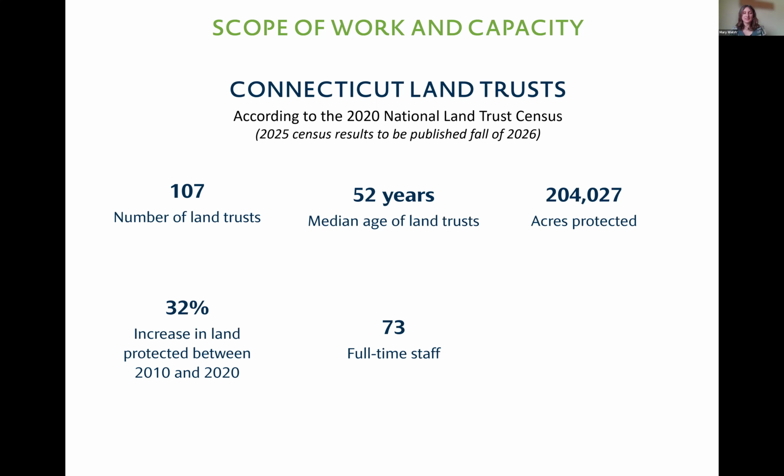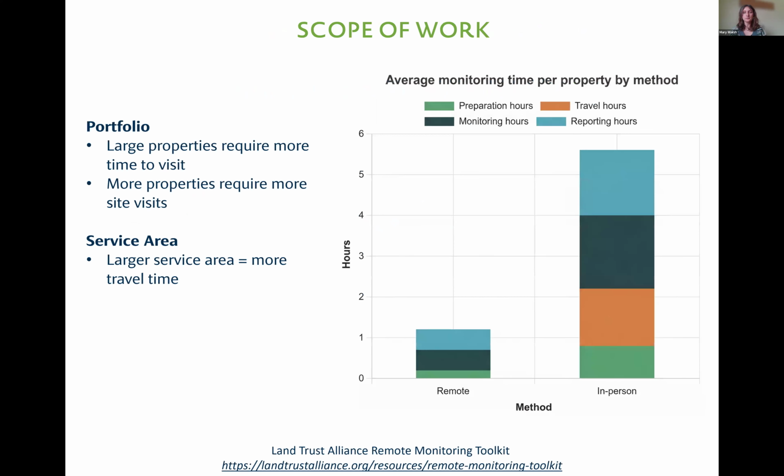Between the 107 land trusts, there are only 73 full-time staff members, or were as of 2020, and 111 part-time staff. So as a group, we rely heavily on volunteers and perhaps board members along with staff.